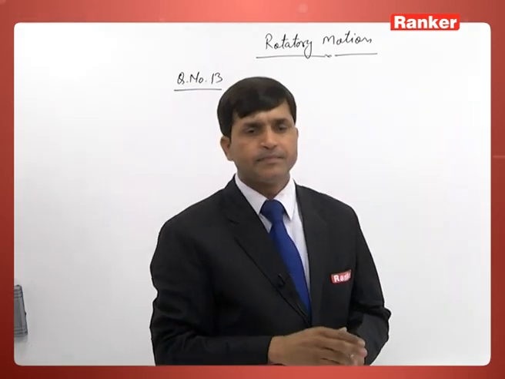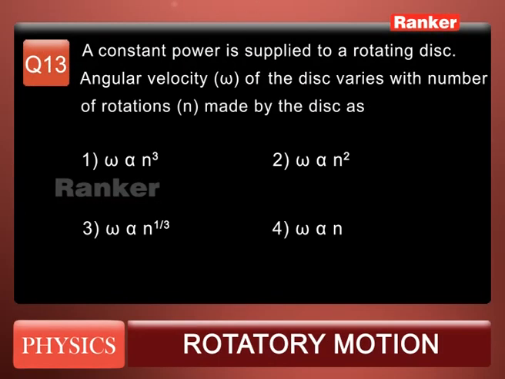Question number 13. It is given that a constant power is supplied to a rotating disc. Angular velocity omega of the disc varies with the number of rotations n made by the disc as, where the first option is omega proportional to n cube, second omega proportional to n square, third omega proportional to n to the power 1 by 2, and fourth omega proportional to n, where n is the number of rotations made by the disc.